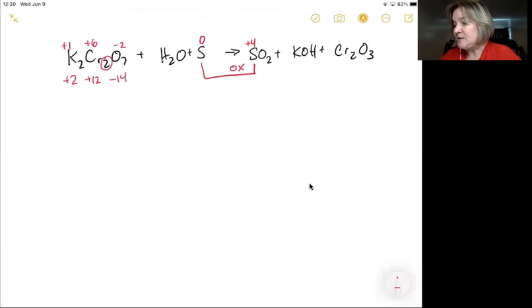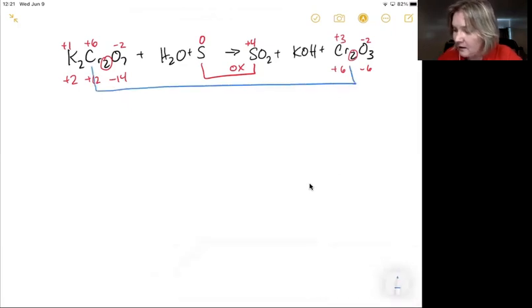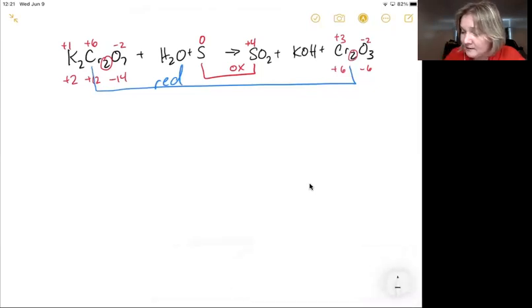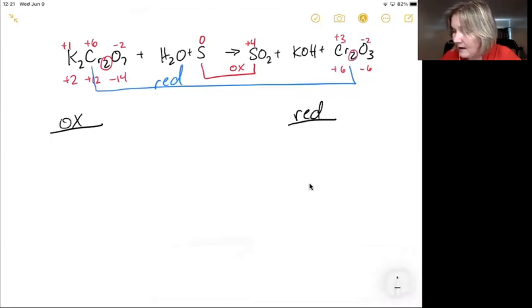On the right-hand side, it's a bit easier because you have oxygen, which is -2, times 3 is -6. This has to be +6. There are 2 of them, so that's +3. And again, first checkpoint, making sure that one element in the reaction increases in oxidation state, like sulfur, from 0 to +4, and making sure that the other element that is changing is decreasing in oxidation state, like chromium here going from +6 to +3. That's reduction.